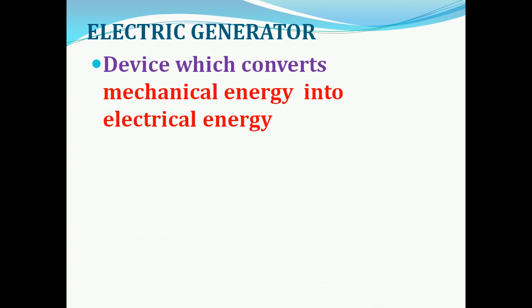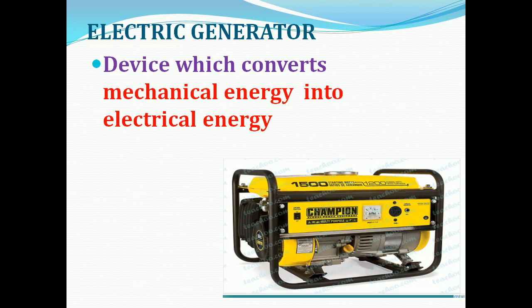Okay, so an electric generator is a device which converts mechanical energy into electrical energy. Here you can see the commercial electric generator which is used in offices and industries. So, an electric generator is a device which converts mechanical energy to electrical energy.